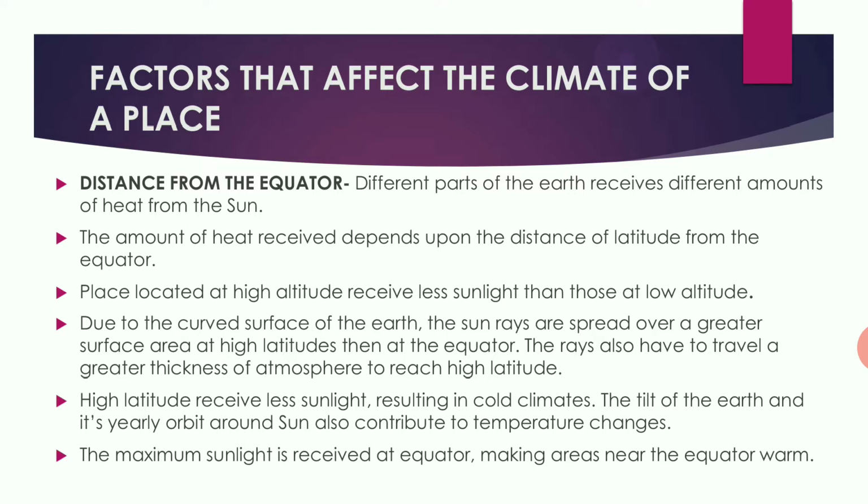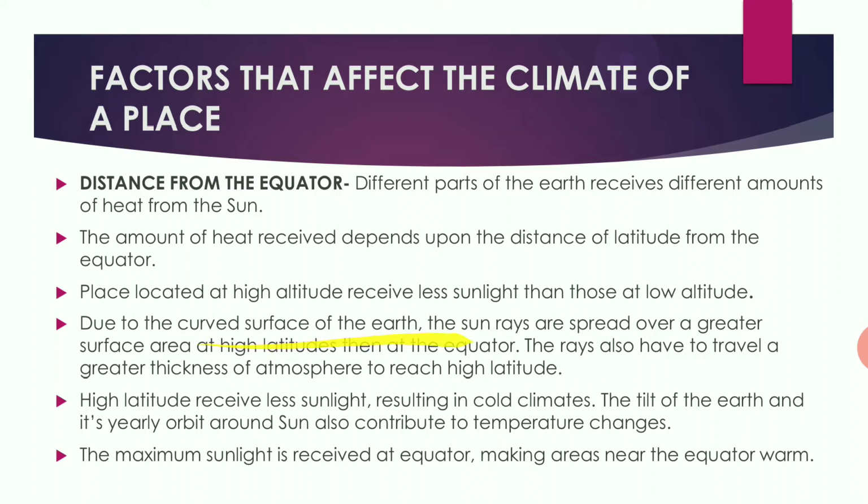So, the amount of heat received by the earth's surface depends upon the distance of the latitude from the equator. The places located at high latitudes receive less sunlight than those at low latitudes. Okay, the places near the equator receive more sunlight. As we move to higher latitudes, the height increases, so it receives less sunlight.